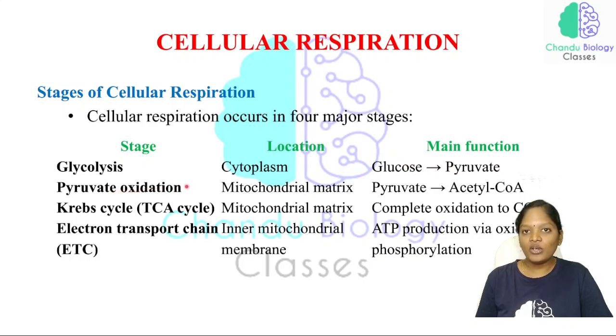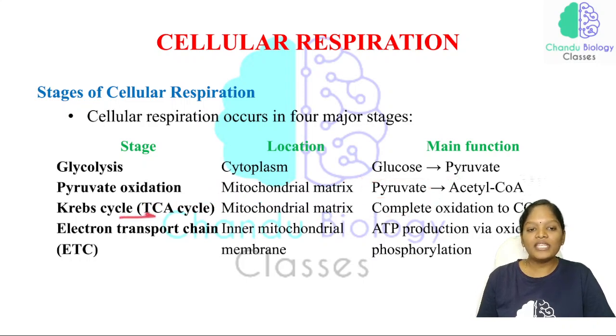And pyruvate oxidation. See, this is pyruvate oxidation, and the location where it takes place. We can call this pyruvate oxidation or pyruvate decarboxylation. Both are the same reaction, different names but the same reaction. The pyruvate oxidation takes place in the mitochondrial matrix region. It is in the mitochondria, exclusively in the matrix region, and here the pyruvate is converted into an acetyl-CoA molecule.